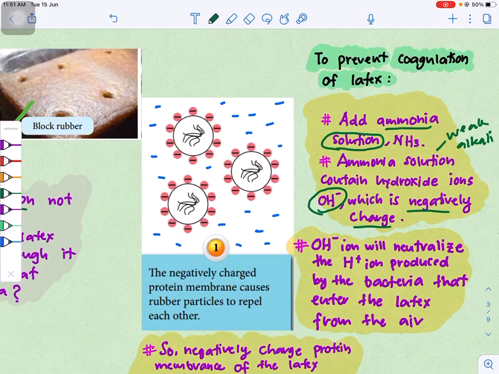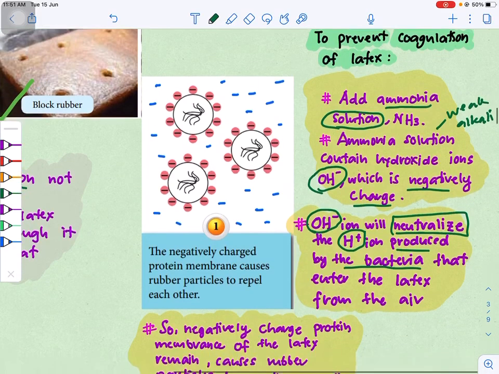So what will the hydroxide ion do? Hydroxide ion will neutralize. Still the keyword is neutralize. Kali ni dia neutralize the hydrogen ion that is produced by the bacteria, because we cannot prevent the bacteria daripada masuk. So bacteria still akan masuk, still akan produce hydrogen ion. So this hydroxide ion yang akan neutralizekan the hydrogen ion from the bacteria.